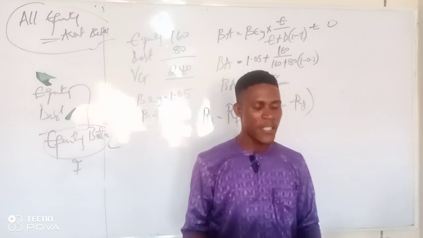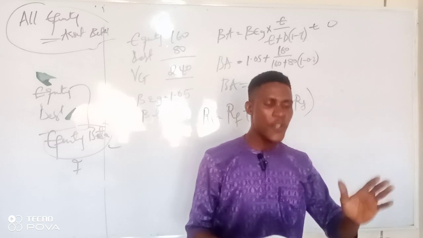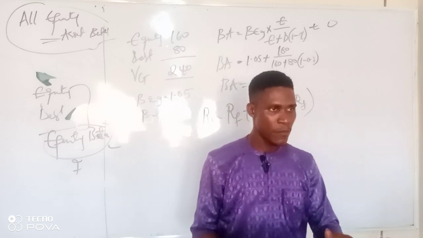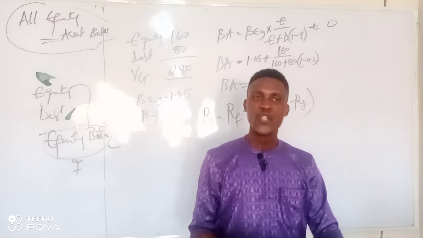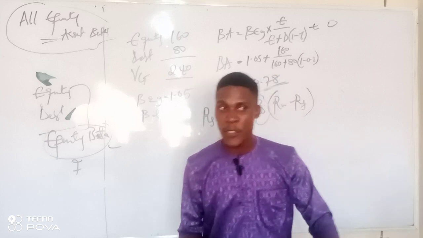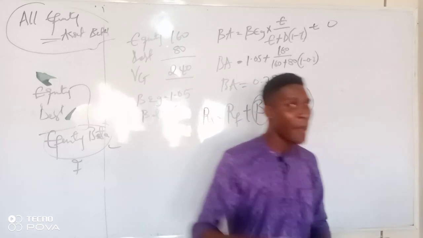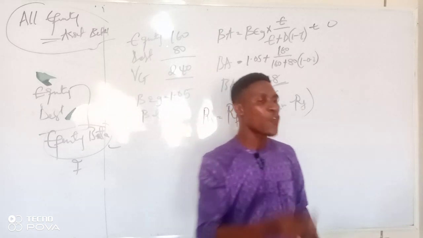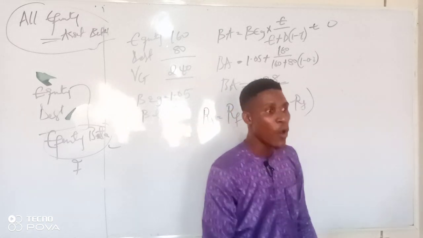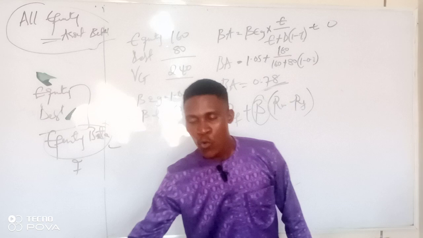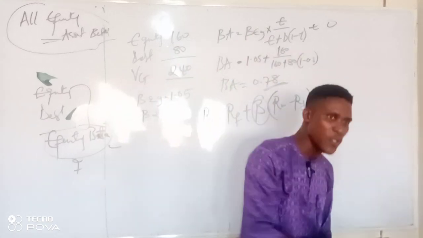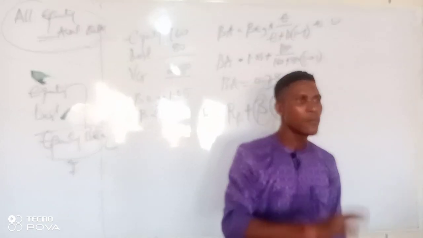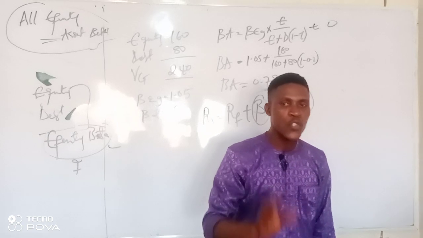Now, look at this scenario. Once you have gotten your beta, you can use that beta to estimate your cost of equity using the CAPM formula, right? And once you have your cost of equity, you can use it to get your WACC. That WACC will be used to do what? To appraise the project. But the procedure is what we are going to look at.